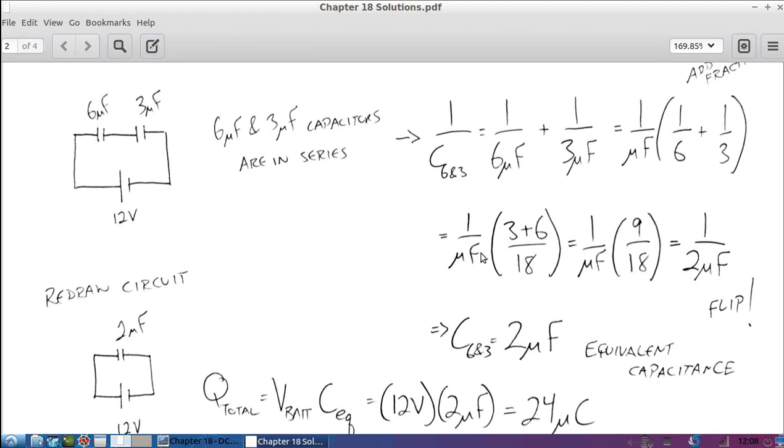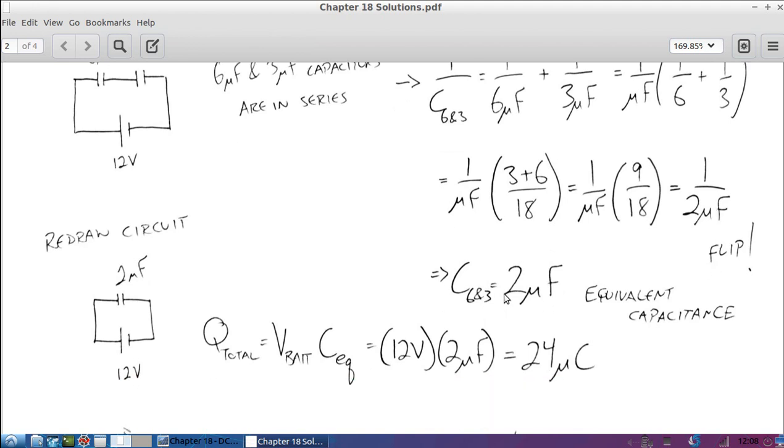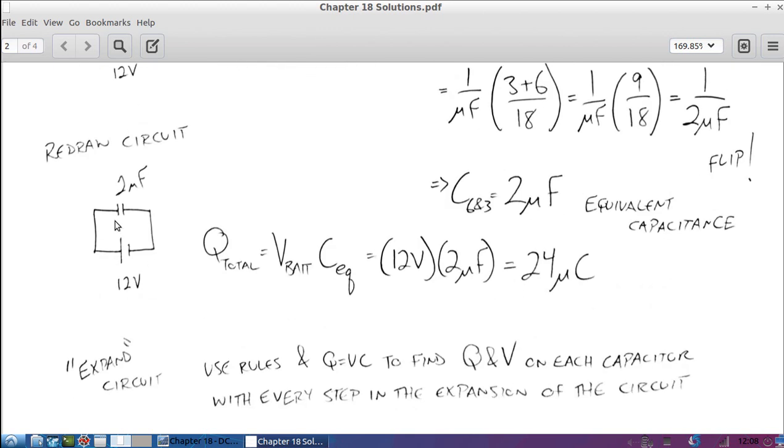But as I'm doing this, I still have microfarads in the denominator. The reason I factored this out is to remind myself that my units are in the denominator. I'm looking for capacitance, so microfarads has to be in the numerator for the equivalent capacitance. That reminds me that I have to flip this fraction at the very end, because this whole process I was solving for 1 over the equivalent capacitance. So when I flip this fraction, I get 2 microfarads for the equivalent capacitance of the entire circuit. Okay, so here's the end of step 1.